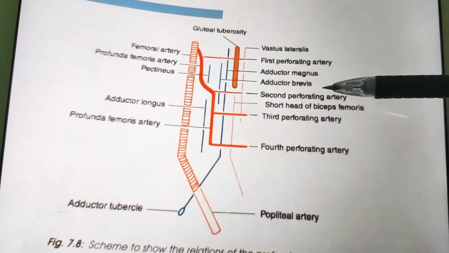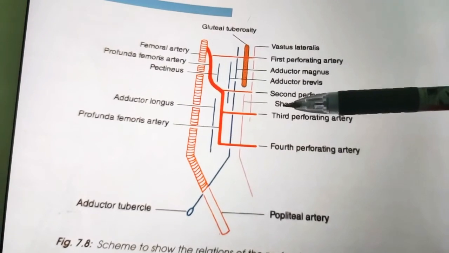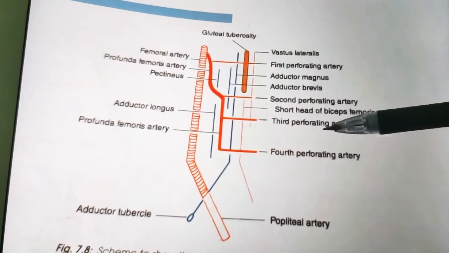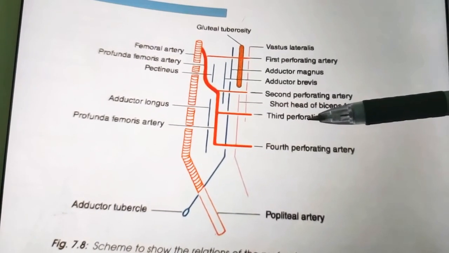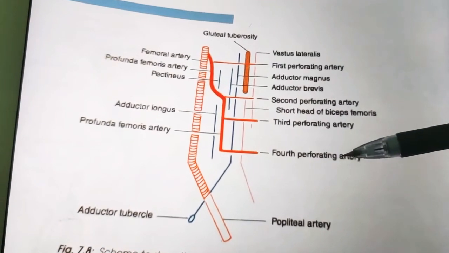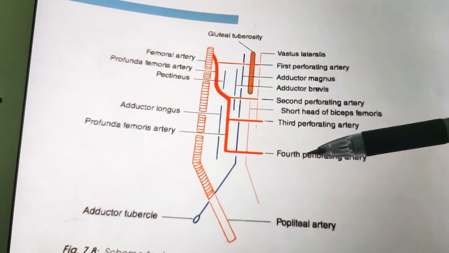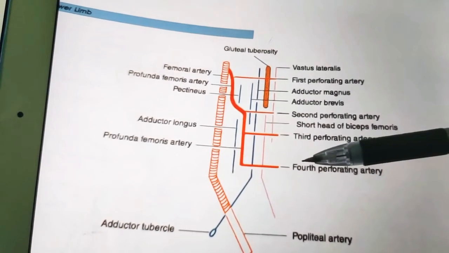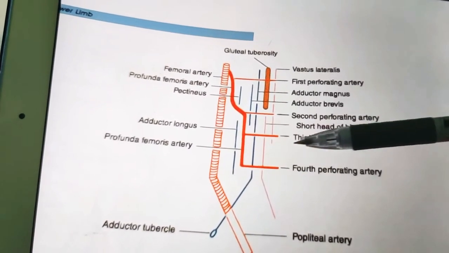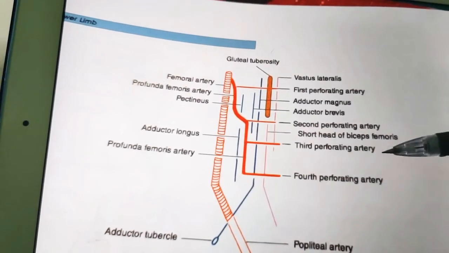Coming to the third one, the third perforating artery is below the adductor brevis. You can see this is the adductor brevis, and just below it you have the third perforating artery. The fourth one is the termination of the profunda femoris artery. This is the fourth perforating artery. So the last branch of the profunda femoris artery is the fourth perforating artery.